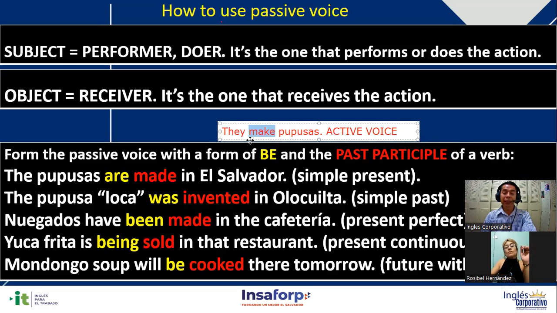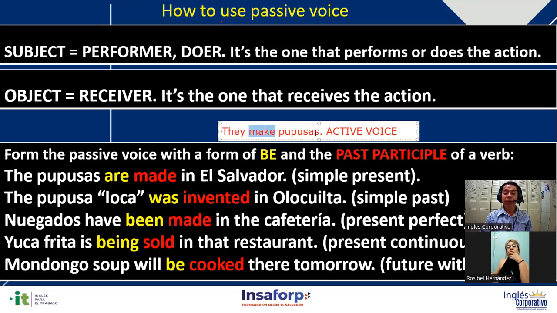Make, ¿sí? Quiere decir que el verbo está en presente. Entonces, el verbo to be lo vamos a poner en presente, ¿sí? No vamos a poner was, vamos a poner are, o is. Sí, es singular, va, is. ¿Por qué? Porque la oración activa está en presente. Vamos a la 2. La 2 es pasado simple.